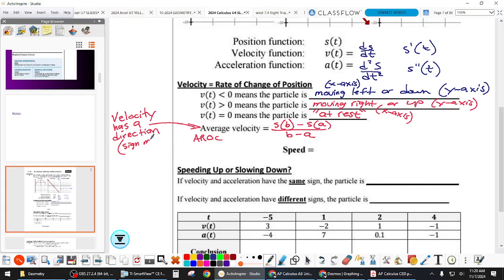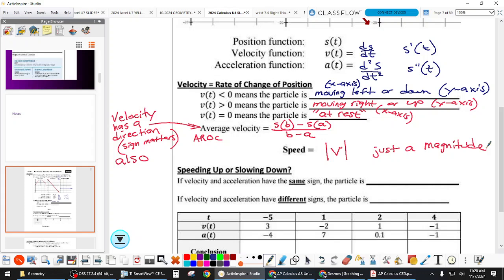Sign matters. Okay? In physics, and calculus comes out of physics, it's very closely related, velocity is a vector quantity. It has a direction and a magnitude, whereas speed is just a magnitude. So speed is the absolute value of the velocity, just a magnitude.